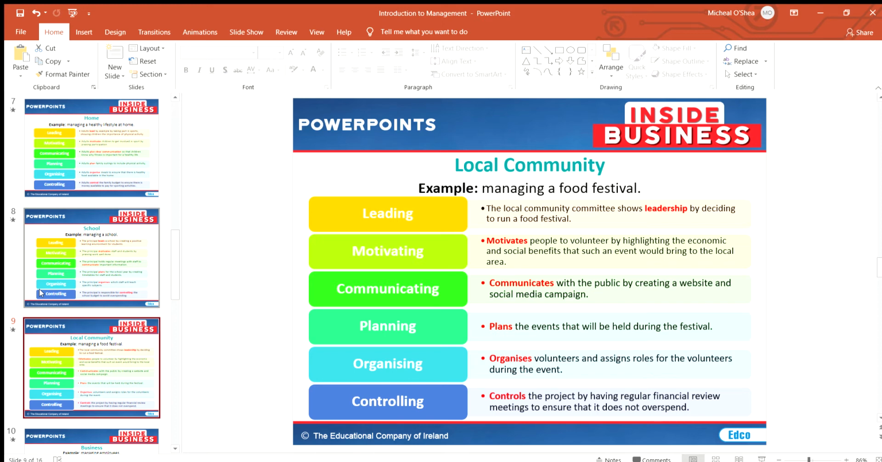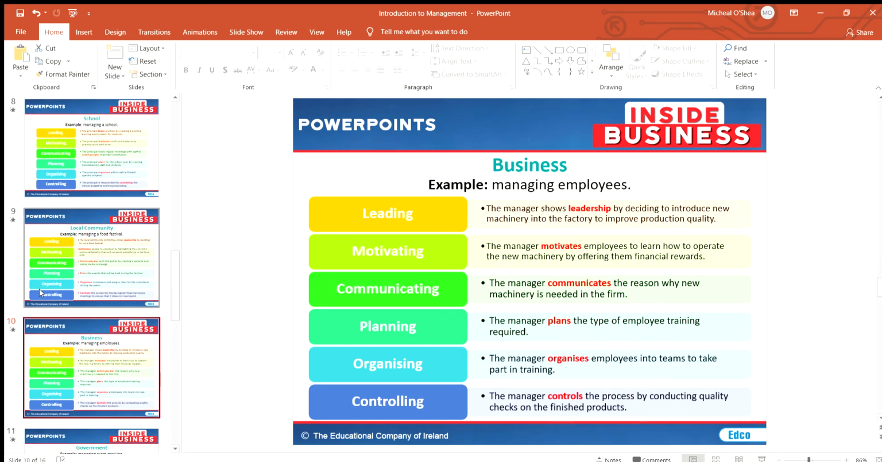Controlling generally comes down to a financial standpoint. If you have a certain budget and you're just spending the money as you please, then you'll quickly fall apart in terms of running out of money. Very last one, business, is the one that comes to mind for most people. Obviously you think manager, you think business manager.